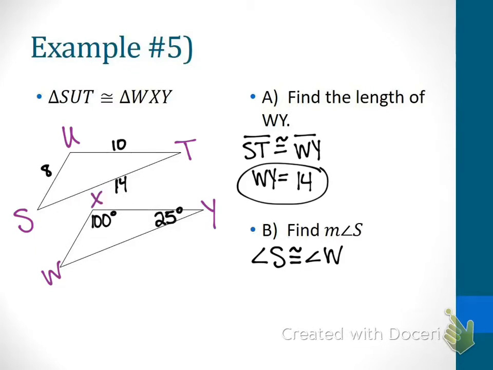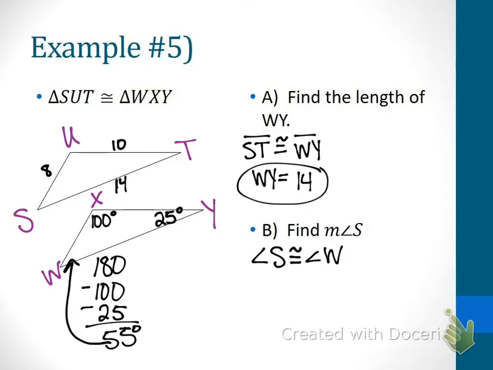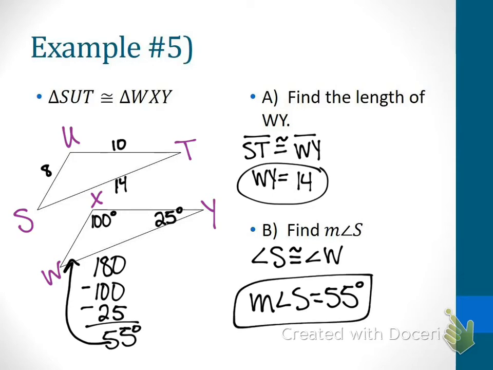Okay, so I need to find W so that I know what S is. So somebody already said it, but how we would do that is to take 180 minus 100 minus 25, and we would get 55 degrees. So that is what belongs at angle W, and therefore is also the measure of angle S. So sometimes you kind of have to think it through a little bit further. It's not always going to just be given to you immediately.